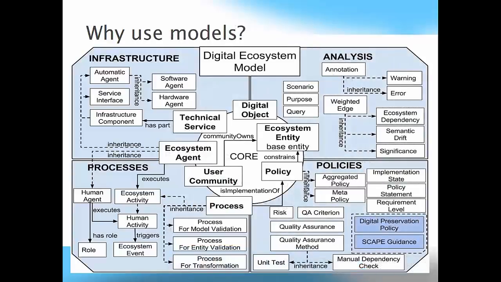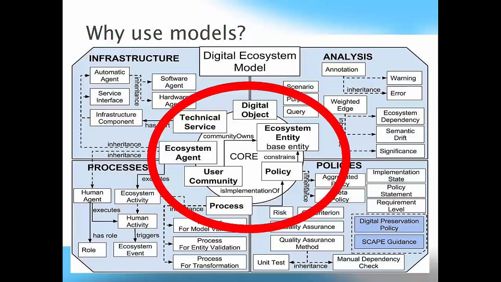So why do we use models? If we want to analyze an ecosystem, we need an abstract representation of the knowledge we have about the ecosystem, about all things that live in it and the relations between them. The 5 basic entities of digital ecosystems that we defined allow us to describe this ecosystem in a model, which at this point is still very abstract.